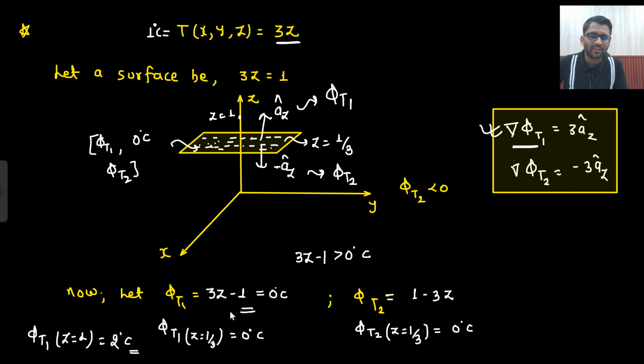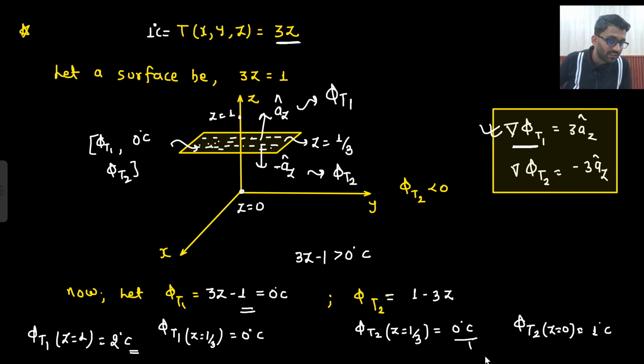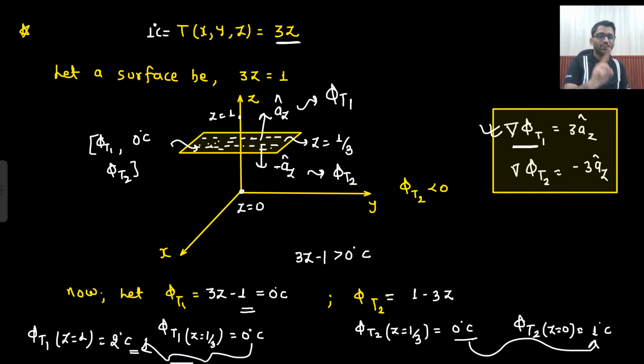So let's take a simpler example, z equals 0. So it is going downward. If it goes to z equals 0, what is the value of phi T2 at z equals 0? 1 degree Celsius. So here also temperature is increasing, from 0 to 1 degree Celsius. Here it was 0 to 2 degree Celsius. So what did the gradient say? To this guy, gradient said that you work in az direction, your temperature will increase. To this guy gradient said that you work in downward direction, your temperature will increase. So gradient never went wrong. Whether you are making the function 3z minus 1 or 1 minus 3z, gradient is always telling you to go in the increasing direction only.